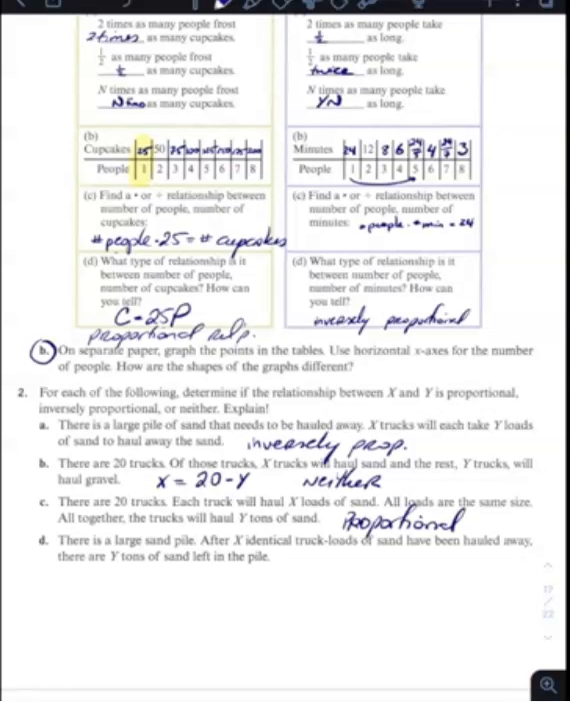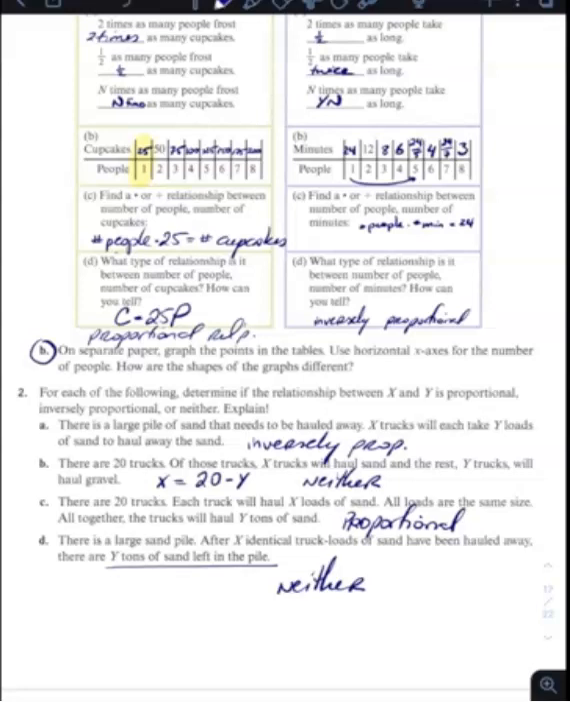And finally, there's a large sand pile. After X identical truckloads of the sand have been hauled away, there are Y tons of sand left. And that is, the more we haul away, there should be the less left. And is it inversely proportional? Seems like this Y tons of sand left is actually, there's a subtraction going on here. It's not a multiplicative relationship. So by that argument, it is neither.